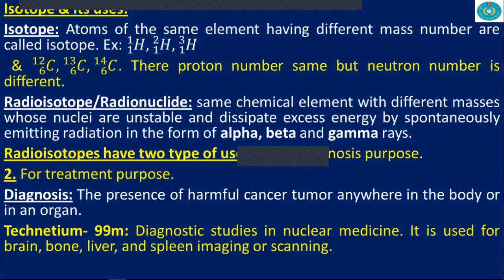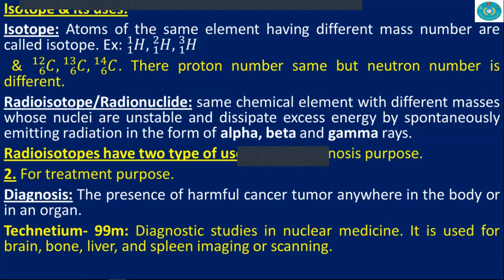Here, our topic is isotope and its uses. Isotopes are atoms of the same element having different mass numbers. Hydrogen 1 to 3 have different mass numbers and the same proton number. That's why they are isotopes. The same goes for carbon isotopes: their proton numbers are the same, but the neutron numbers are different. Radioisotopes or radionuclides are the same chemical element with different masses whose nuclei are unstable and dissipate excess energy by spontaneously emitting radiation in the form of alpha, beta, and gamma rays.